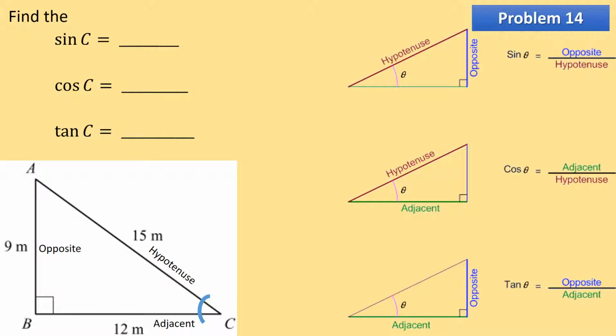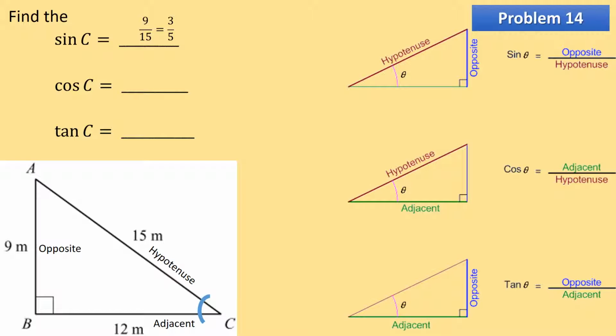Alright, let's look at the sine of C. That's opposite over the hypotenuse. Well, that's going to be 9 over 15. Now we need to reduce that. Use your calculator, your ABC button. If you don't know how to do that, ask somebody, or do like what I do. What goes into 9 and 15? 3. That reduces down to 3 over 5.